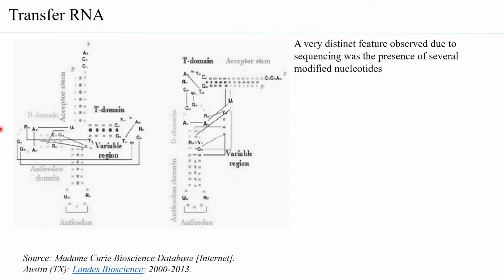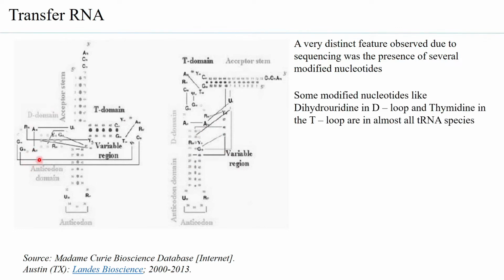So when you call this the D domain, you're calling it the D domain because there are several dihydrouridines present, and in the T loop there is a ribothymidine and a pseudouridine present. Such base modifications are found across all species of tRNA. So they are found in almost all tRNA species.